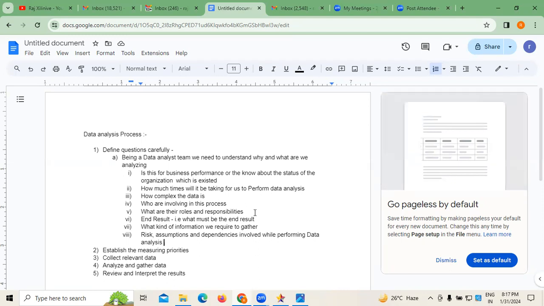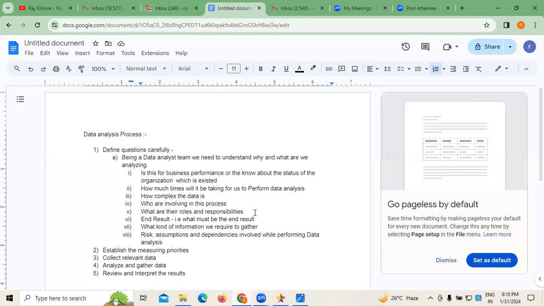At the same time, we must know about the kind of assumptions involved in it, right? What are the different assumptions we need to keep into consideration? What assumptions do we have? What dependencies do we have, right? So all these things we have to know. This is where assumptions generally come into the picture.